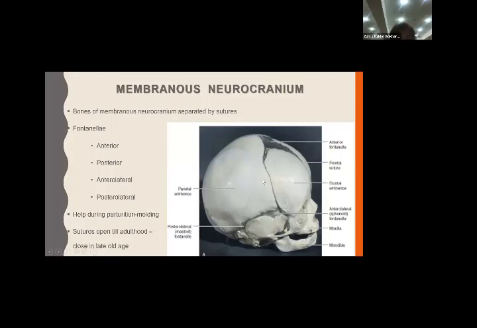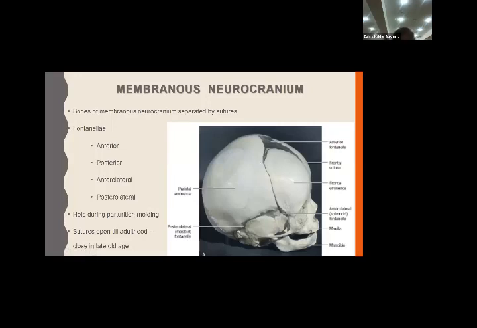Now the sutures remain open. Open in the sense that a fibrous membrane forms. The membrane was obviously like this earlier in intrauterine life. It is not that. Fibrous tissue develops in the connective tissue, but fusion does not occur. Even in adults fusion does not occur. Only in very old age does fusion happen.